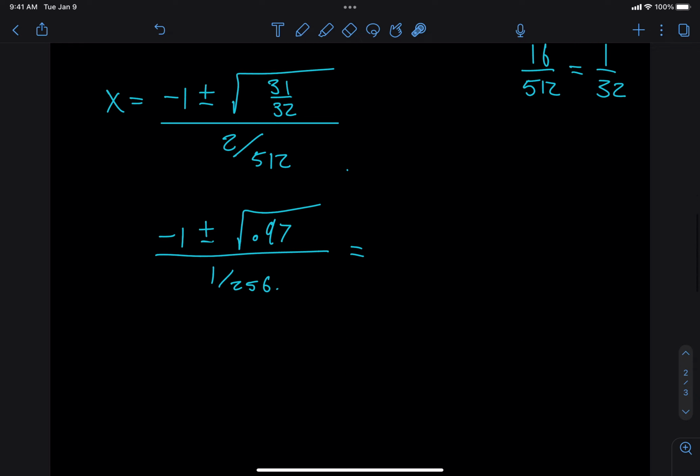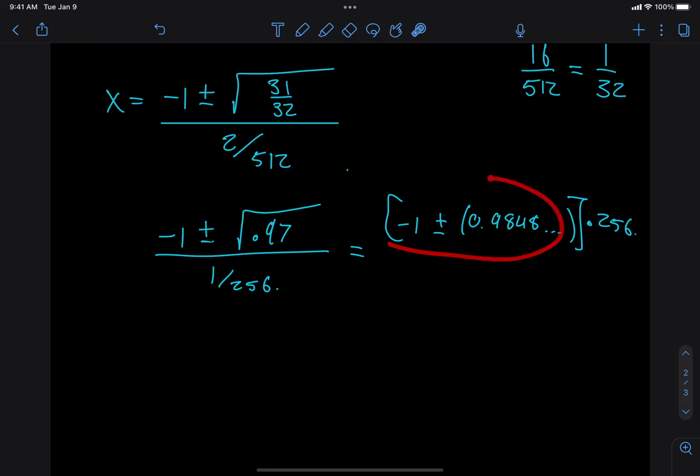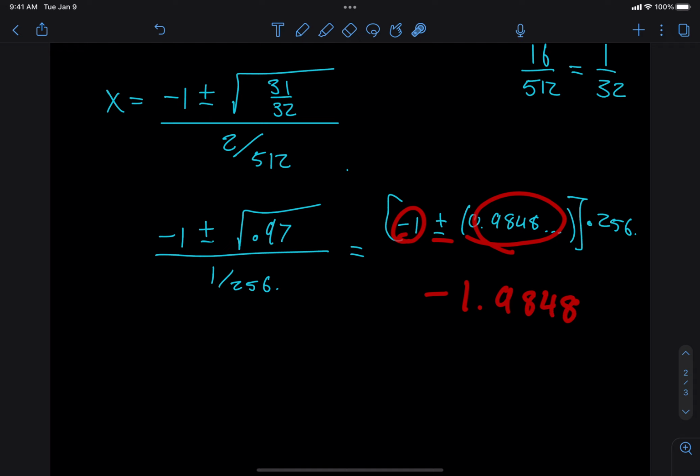So let's finish this one off. So I do this, I get -1 plus or minus 0.9848 whatever. Okay, and then what do I have to do? I have to divide by 1/256, which is the same as multiplying by 256, yes? Okay, so let's ask ourselves, what are we going to get when we're on the inside here? Well, if I do -1 minus 0.9848, I'll get -1.9848, right? Which is a negative number.